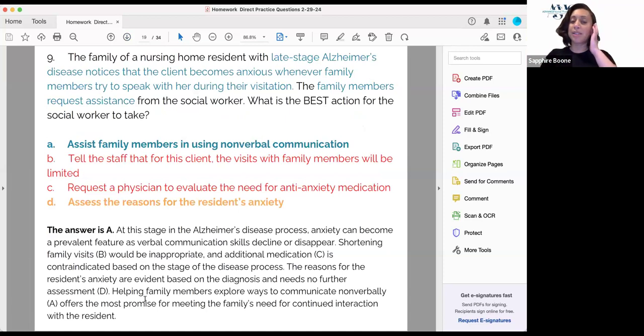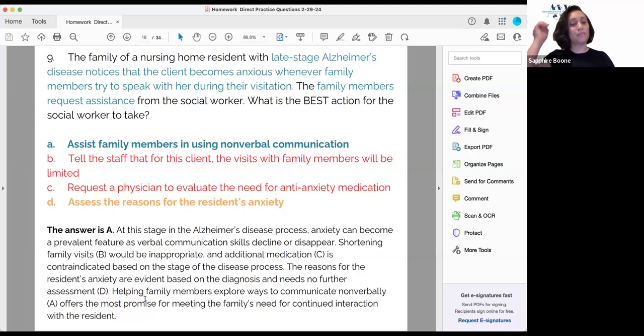At this stage in the Alzheimer's disease process, anxiety can become a prevalent feature as verbal communication skills decline or disappear. So shortening family visits would be inappropriate. Additional medication is contraindicated based on the stage of the disease process. And the reason we don't need to assess the resident's anxiety is because we already know where the anxiety is coming from. The anxiety is coming from trying to communicate in a way that the client is not able to anymore because of the decline that is normal to this stage of Alzheimer's.